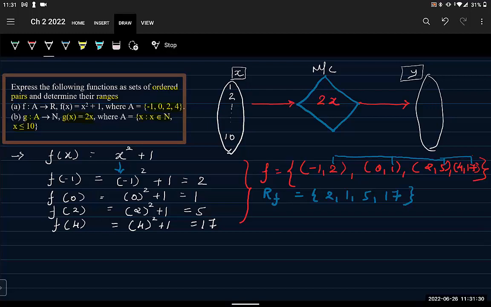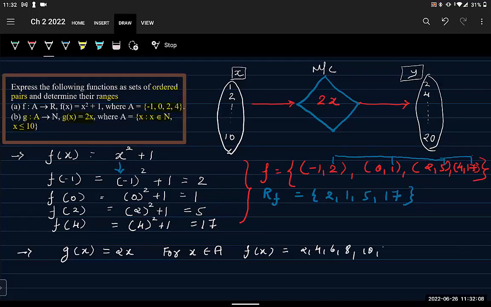So when we substitute 1, we'll get the answer 2. When we substitute 2, we'll get the answer 4. And so on up to the last value would be 20. So here also, we need not write all the different values of x and y, because we have at least 10 different values of x. So we'll directly write, okay, g of x is equals to 2x for x belongs to A. G of x will become either 2, 4, 6, 8, 10, 12, 14, 16, 18, and 20.